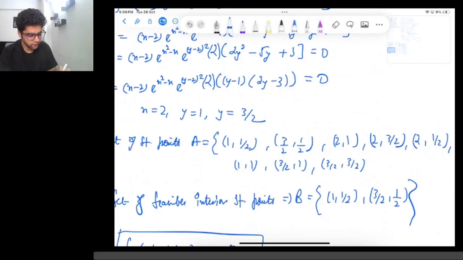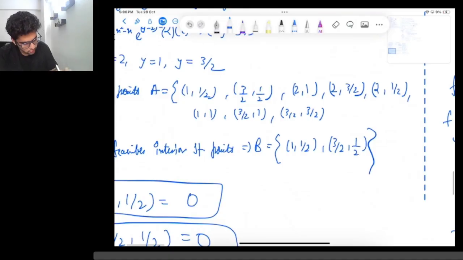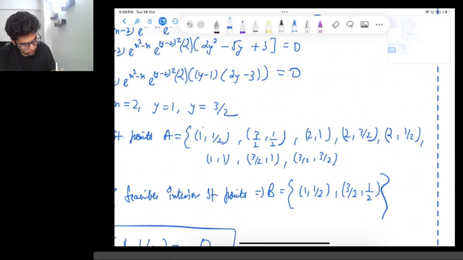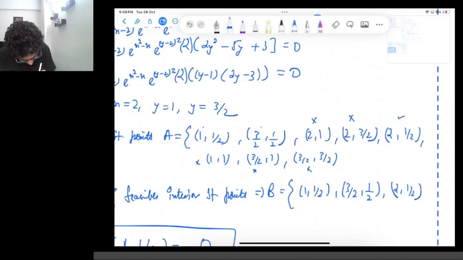Now we all know only the feasible interior stationary points will be accepted. So 1 comma half and 3 by 2 comma half are feasible, 2 comma 1 will be rejected because y belongs to 0 to half. Then 2 comma 3 by 2 rejected, 2 comma half accepted, 1 comma 1 rejected, 3 by 2 comma 1 rejected, and 3 by 2 comma 3 by 2 rejected, right? So one more point that I need to include in my feasible points set is 2 comma half, right?